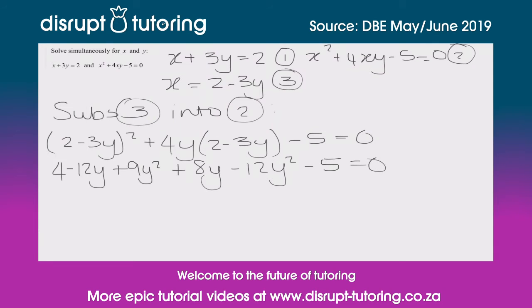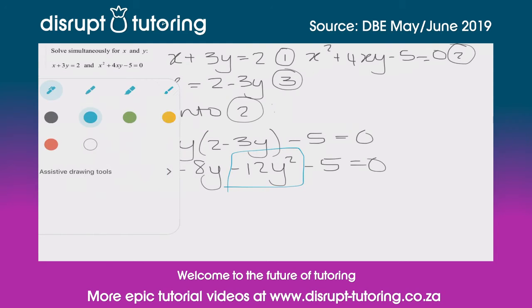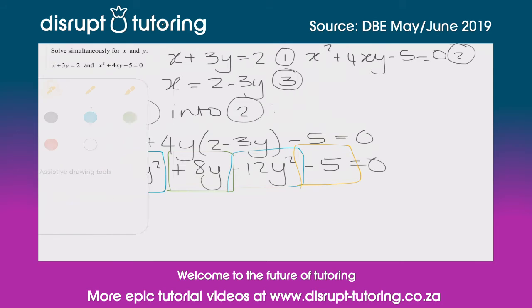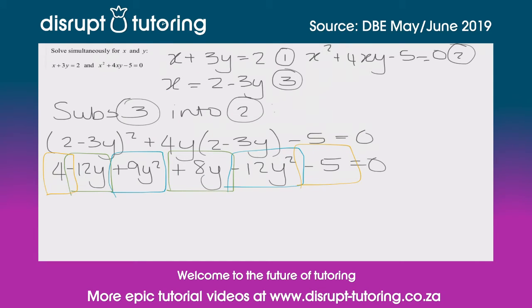Now let's collect our like terms. We have a like term over there, and we have a like term over there. Then our y's, we've got a negative 12y, we've got a positive 8y, and then our constants, we've got a 4, and we've got a minus 5. Right, so that makes it easier for us to collect them. So we've got 9y squared minus 12y squared, which is going to give me minus 3y squared. In terms of the y's, I've got a minus 12y plus 8y, which is going to give me minus 4y. And then finally, I've got 4 minus 5, which is going to give me minus 1, and that equals 0.